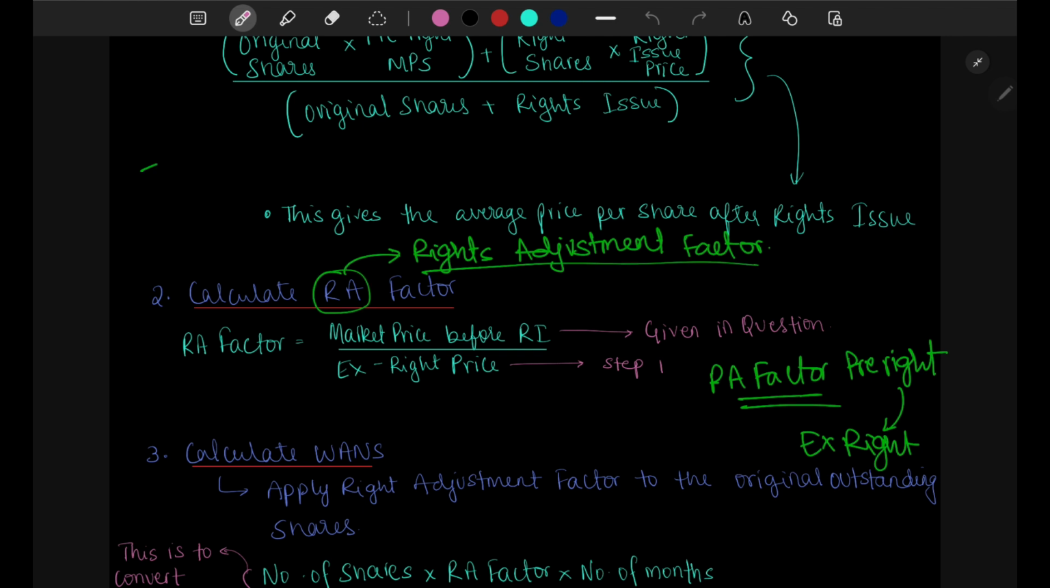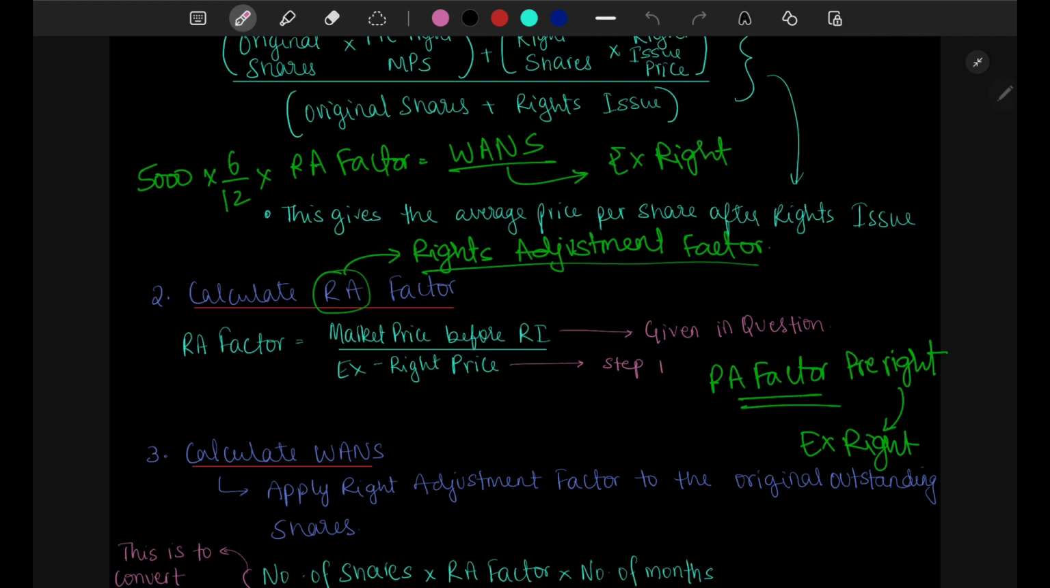Suppose in that example there were 5,000 shares, right? So 5,000 shares were from what? April, May, June, July, August and September. So for 6 months, 6 by 12, into the rights adjustment factor. When we do this, we will get the weighted average number of shares, correct? But this weighted average number of shares will be the x-right weighted average number of shares. Is that clear?